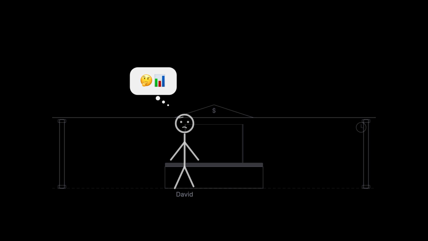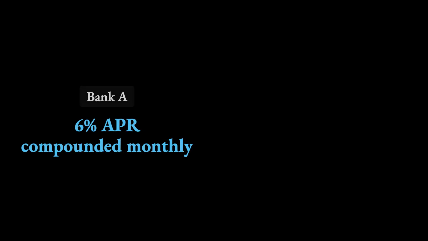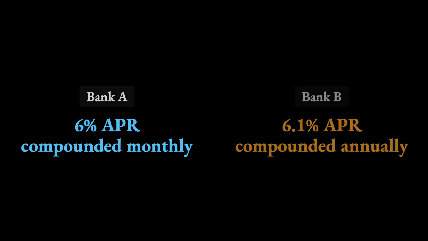Now imagine this. A retiree named David is comparing two certificates of deposit for his $200,000 in savings. One bank advertises 6% compounded monthly, while another offers 6.1% compounded annually. They look almost identical, but those two rates aren't speaking the same language. Let's build the tools to figure out which one actually wins.